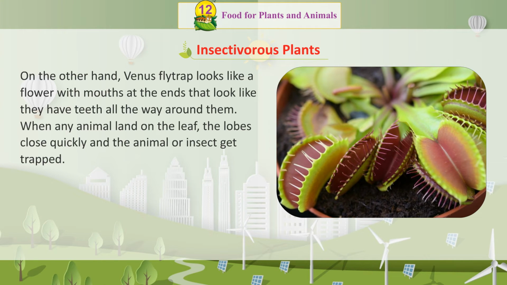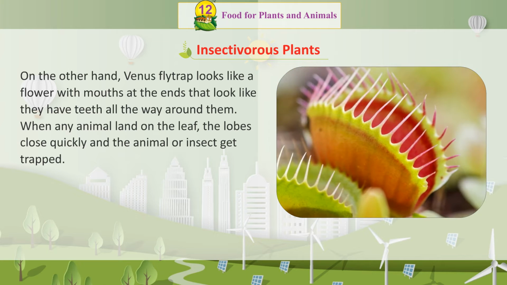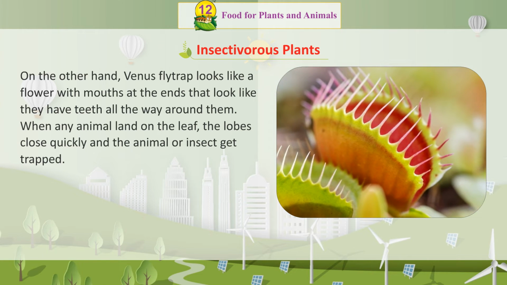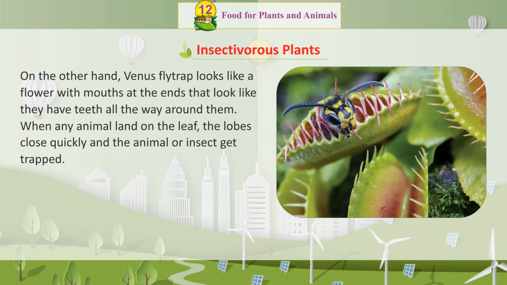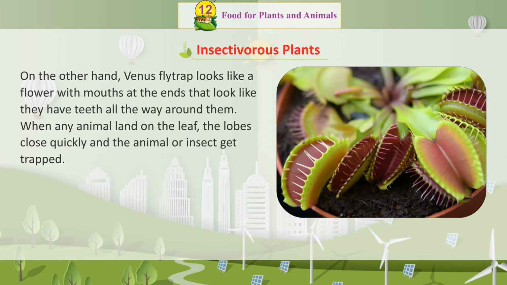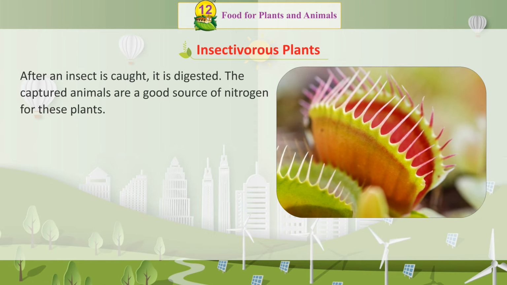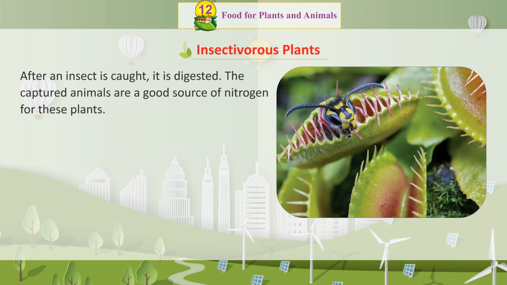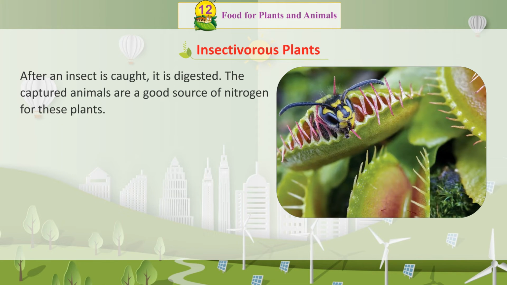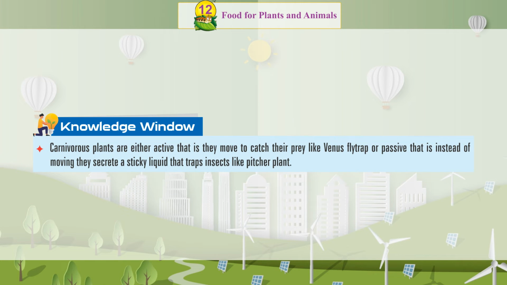On the other hand, Venus flytrap looks like a flower with mouths at the end that look like they have teeth all the way around them. When any animal lands on the leaf, the lobes close quickly and the animal or insect gets trapped. After an insect is caught, it is digested. The captured animals are a good source of nitrogen for these plants. Knowledge window. Carnivorous plants are either active, that is, they move to catch their prey like Venus flytrap, or passive, that is, instead of moving, they secrete a sticky liquid that traps insects like pitcher plant.